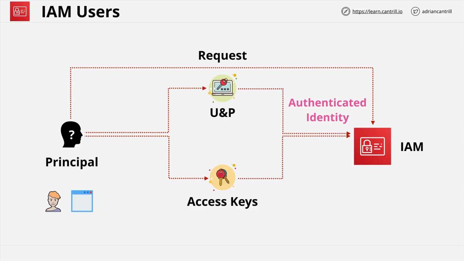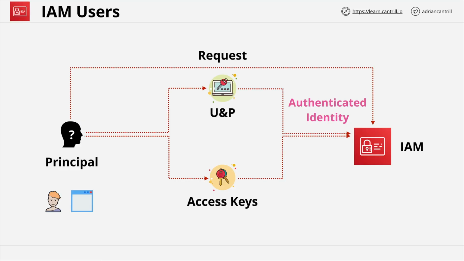Authentication is how a principal can prove to IAM that it is the identity that it claims to be, using a username and password or access keys. Authorization is IAM checking the statements that apply to that identity and either allowing or denying that access.